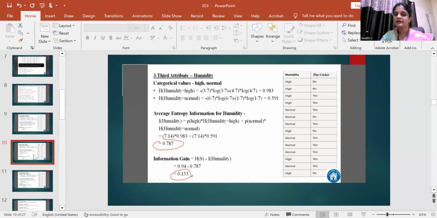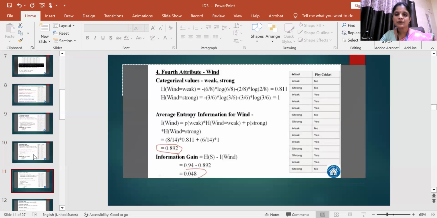So first you have to calculate the entropy for high. The value is 0.983 and for normal 0.591. Average entropy information for humidity is 0.789. So the information gain for humidity is equal to 0.94 minus 0.787. So the value of humidity is 0.153.